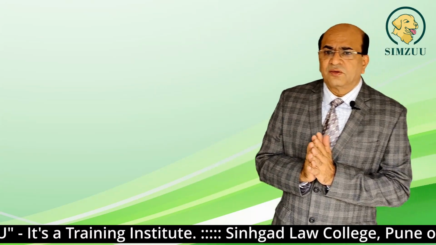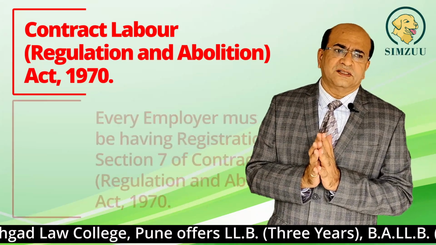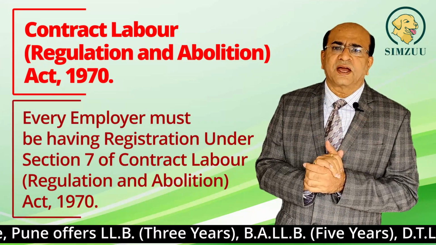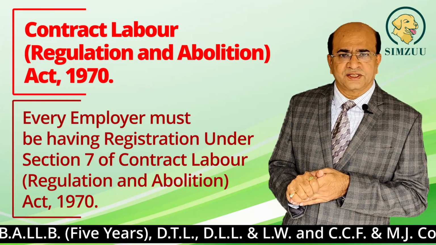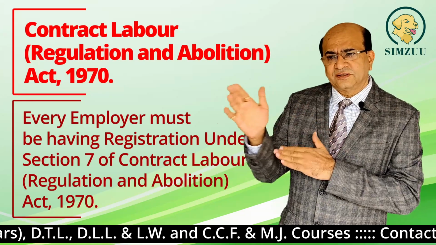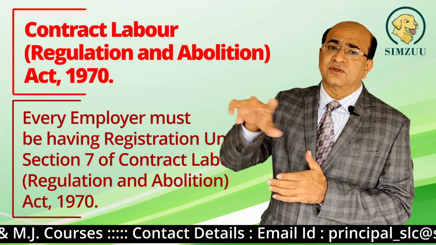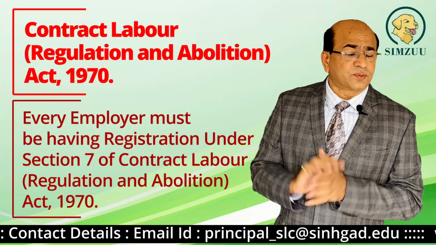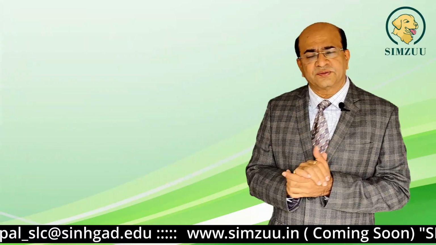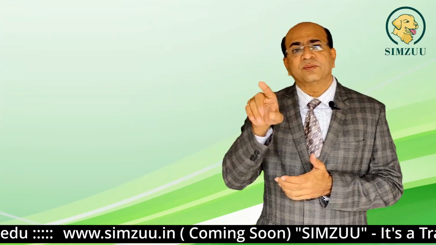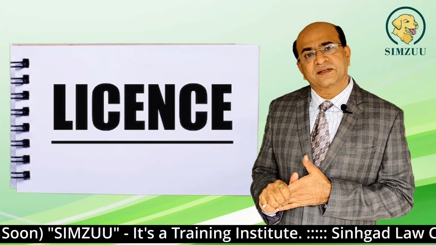Now, friends, when you see the Contract Labor Regulation and Abolition Act, you have to understand that every employer must be having a registration under Section 7 of the Act. If at all the requisite number of contract labor is available on the rolls of the contractor, as per whatever is the notification in your respective states, say in the state of Maharashtra it is 50, then the contractor ought to be having a license under Section 12 of the Act.